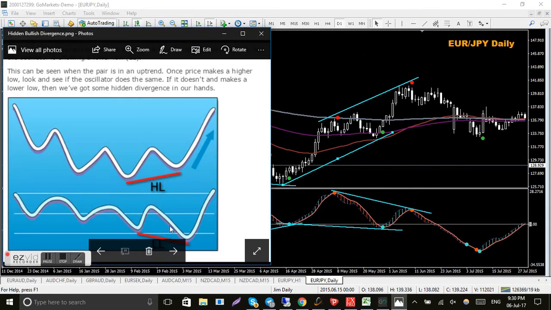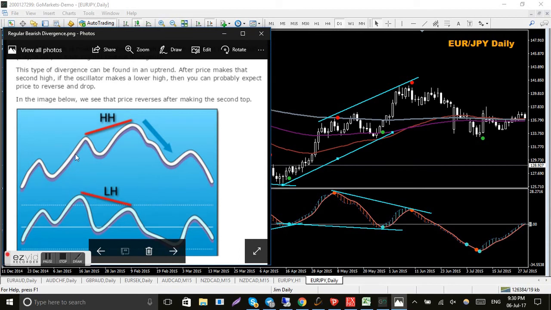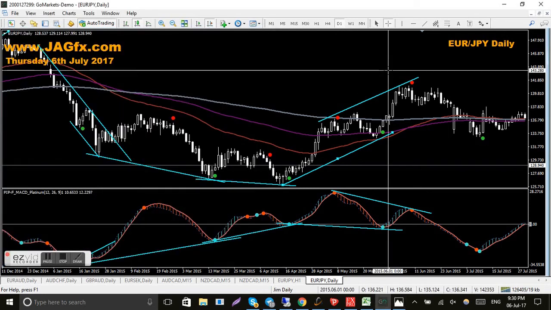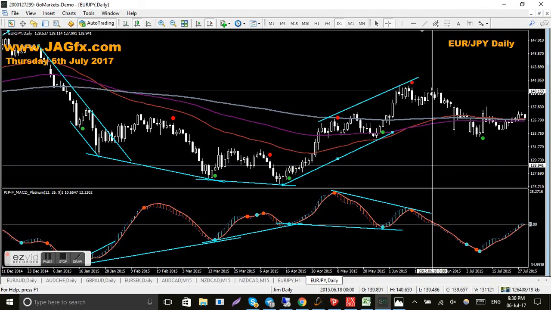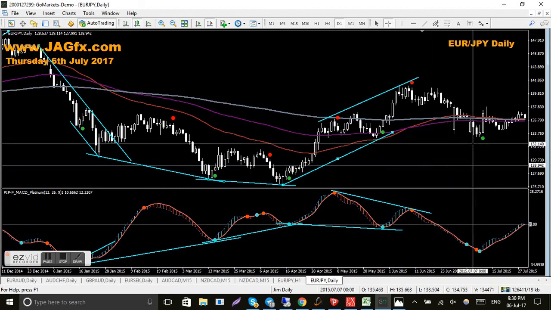Nope, just got stopped out of something by the sounds. That's my phone alert. So where we go, regular bearish divergence. Price, higher highs. MACD Platinum, lower low, a high followed by a lower high. Take the sell signal. The stop above the highs would have held, just. There you go, down we go.